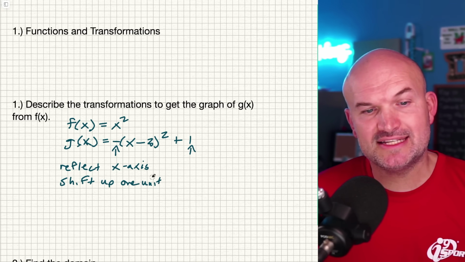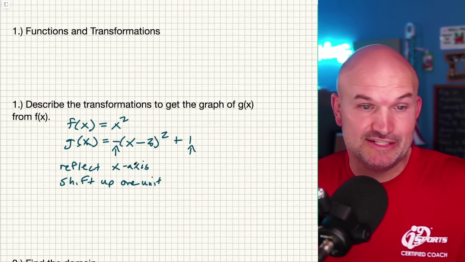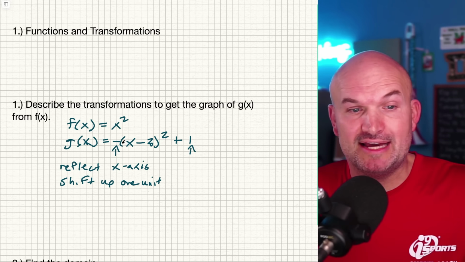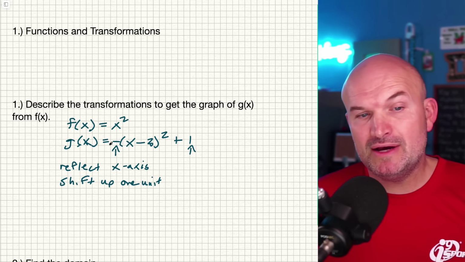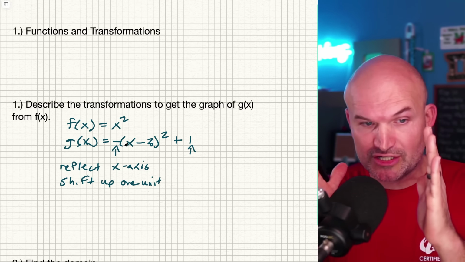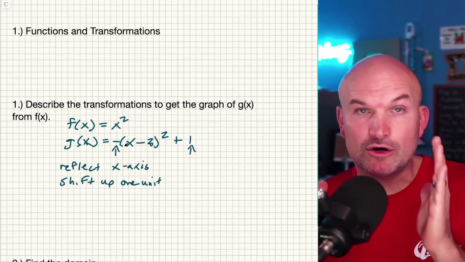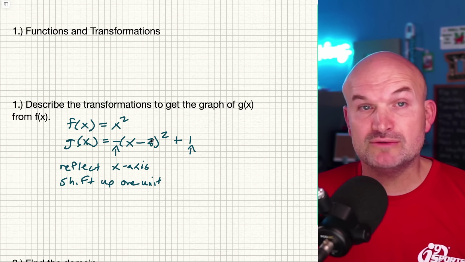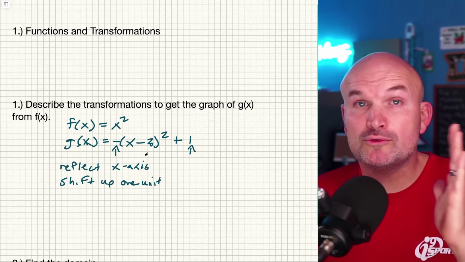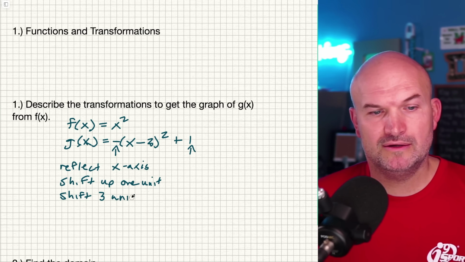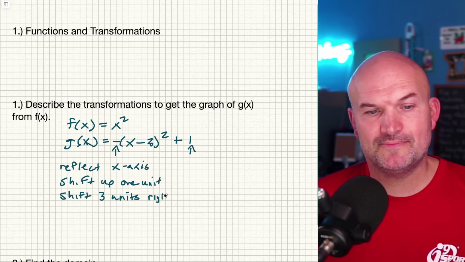Now let's go and take a look at the transformations inside. These are going to be your horizontal transformations. If you had a negative multiplied by your x on the inside, that would be a reflection about the y-axis. If you had a number multiplied by that x which is larger than 1, that'd be a horizontal compression. If it was between 0 and 1, that'd be a horizontal stretch. And in this case, when we are subtracting, that's actually going to be a shift 3 units to the right. So we'll say shift 3 units right.